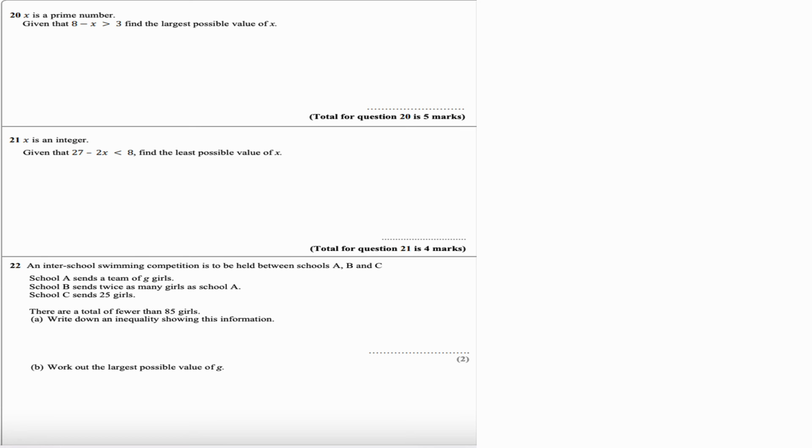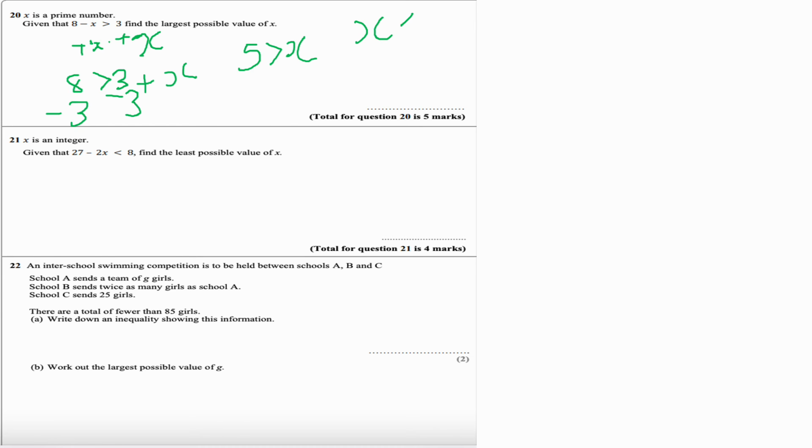Okay, this is question number 10. X is a prime number. Given that 8 minus x is greater than 3, find the largest possible value of x. Okay, so if I add x to both sides, because I've got minus x there, I'm going to have that 8 is greater than 3 plus x. If I subtract 3 on both sides, 8 take away 3 is 5. So 5 is greater than x, or x is less than 5.